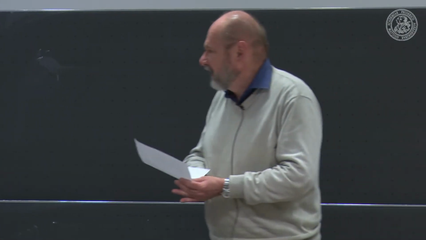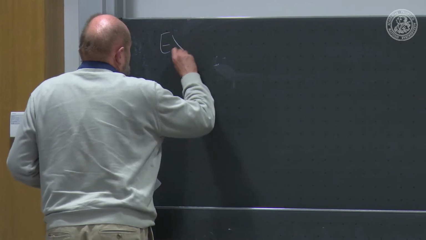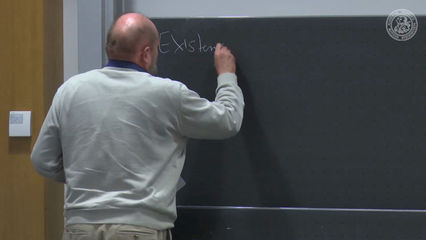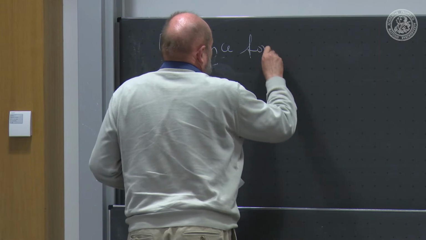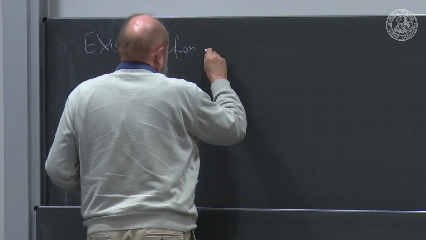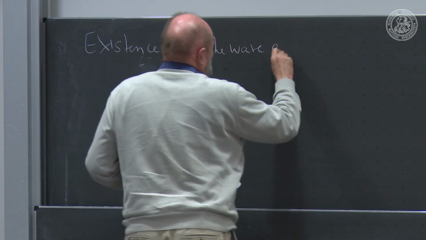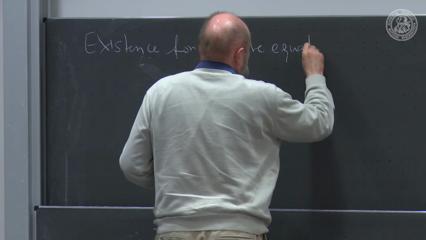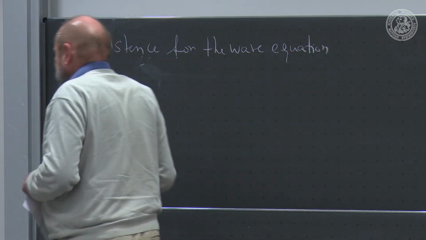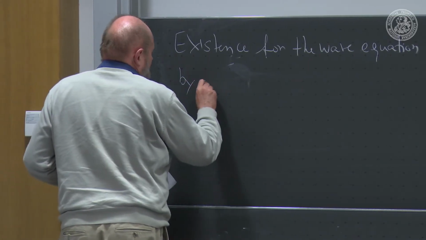Everything is different from the heat equation, so we would now like to see what about a general existence result. And we prove existence for the wave equation, or for a boundary value problem for the wave equation, also by approximation, of course, but differently than we did for the heat equation, namely we use a Galerkin method.